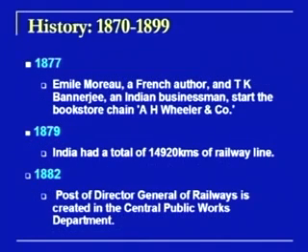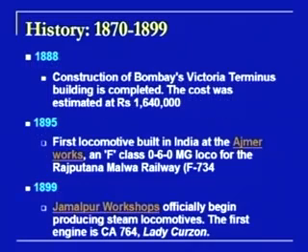Continuing with the history of Indian railways, a number of stations have the bookstores with the name A. H. Wheeler and Company. This company was set up in 1877 by a French author and an Indian businessman. So, it has a long history. In 1882, the post of Director General of Railways was created in the Central Public Works Department, which was controlling at that time the operation and construction of Indian railways.